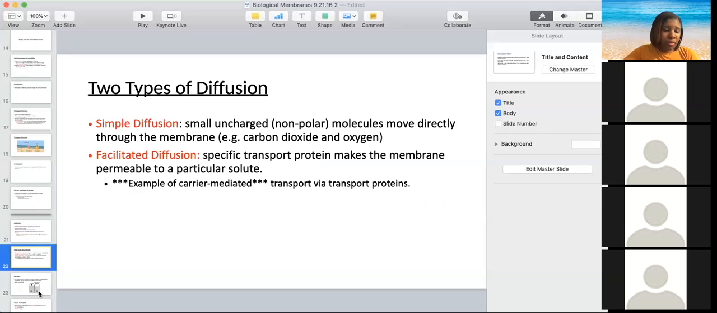So there's two types of diffusion. There's simple diffusion and then there's facilitated diffusion. Simple diffusion is where small uncharged or nonpolar molecules move directly through the membrane without any assistance. Some examples are going to be those gases that we mentioned earlier. Oxygen and carbon dioxide can readily permeate the cell. That's an example of molecules that can move through simple diffusion.